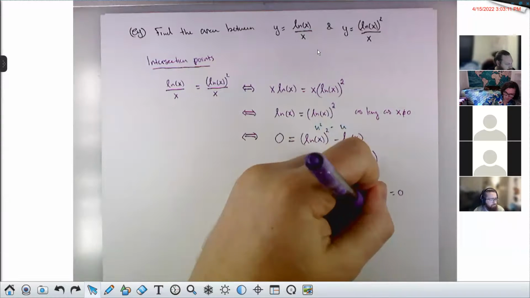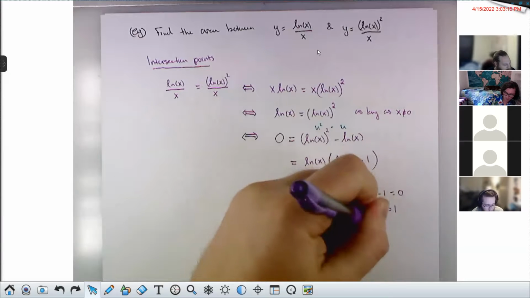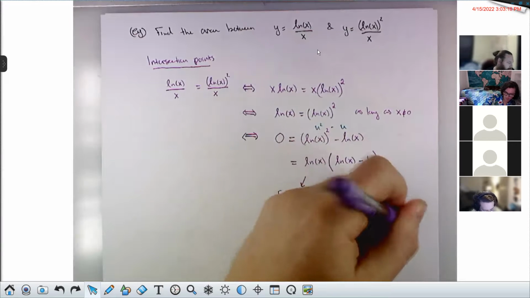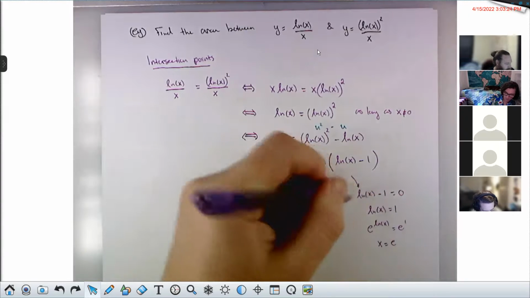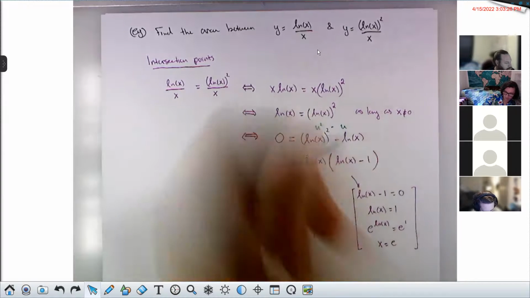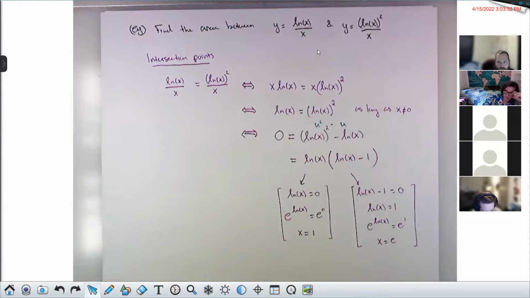This other one, I'll do the same sort of thing. I'll add the 1 over and then exponentiate. And then again, e to the natural log of x is just x. e to the 1 is e. So the intersection points occur at x equals 1 and at x equals e. But the question is, who is the upper and who is the lower?